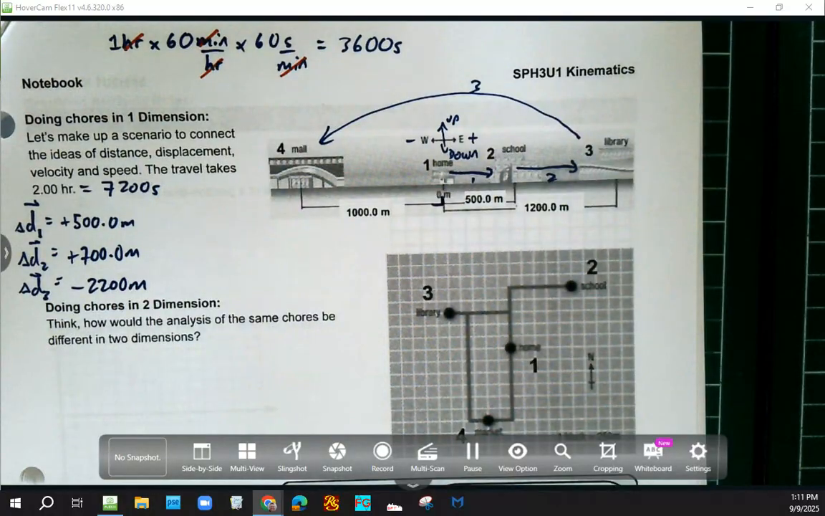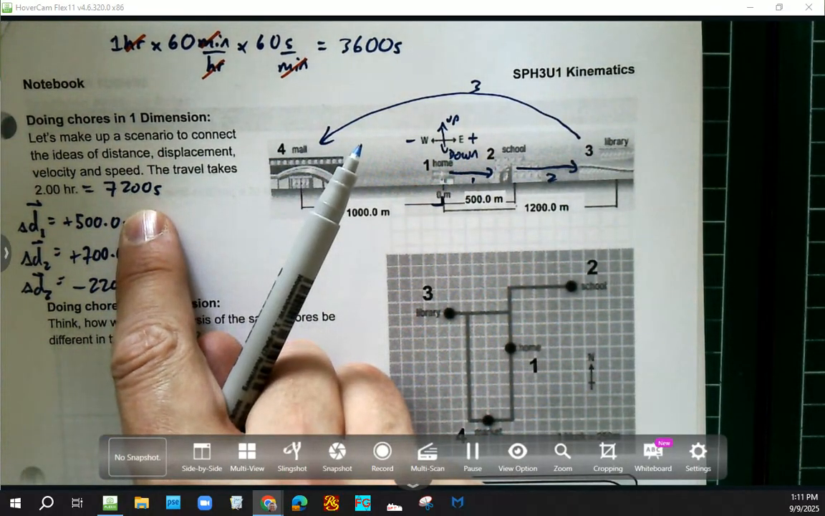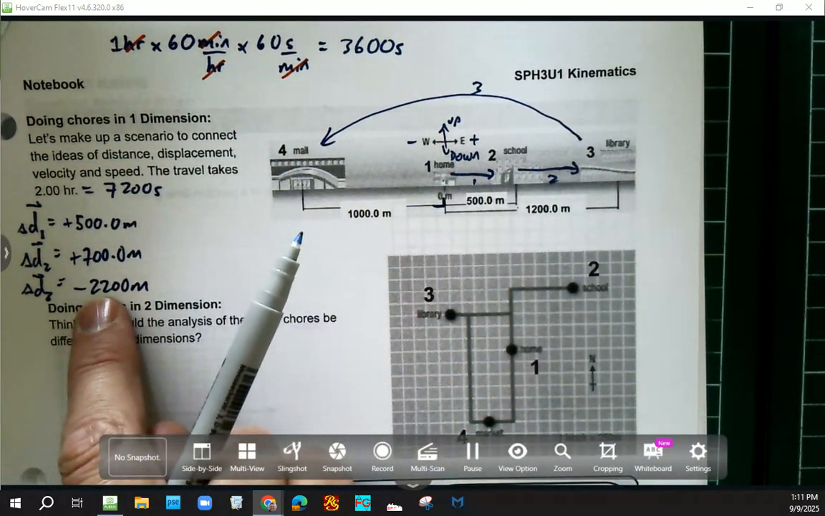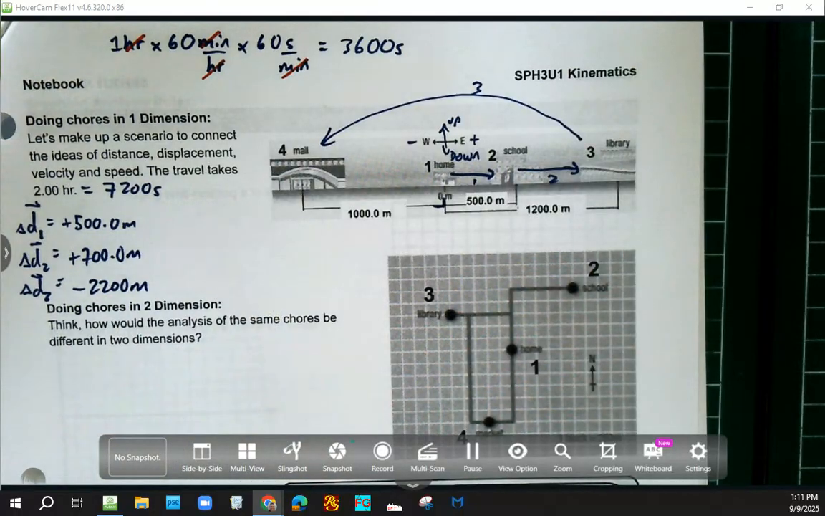All right, now this whole thing takes 7,200 seconds. We've got our displacements. From our displacements, we could just strip away the negative and positive signs and make them into distances. Can you guys please take a second? Could you find the displacement? Work with a buddy. Find the displacement, find the distance.